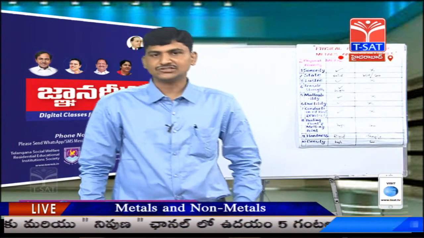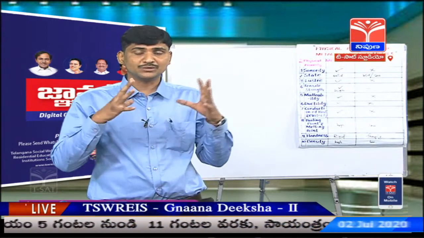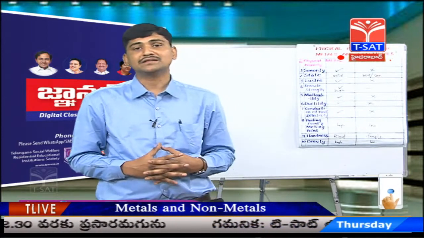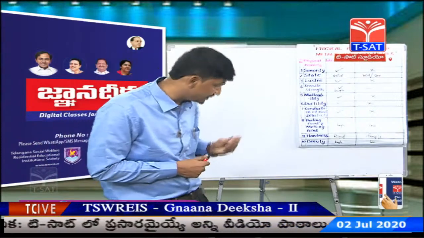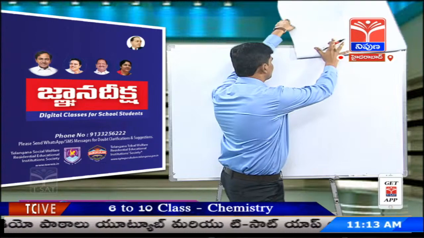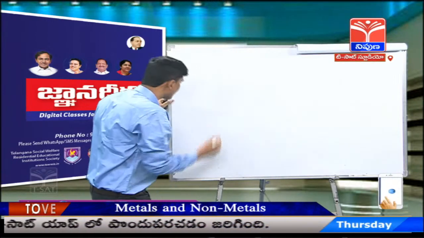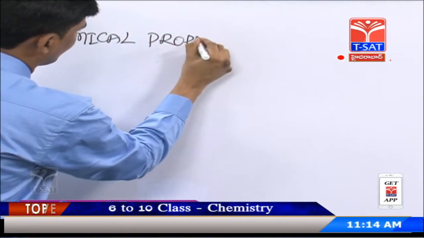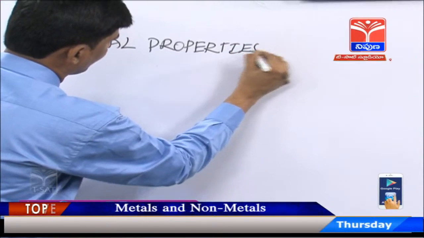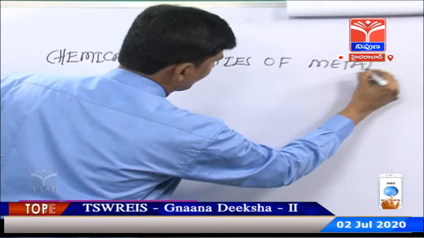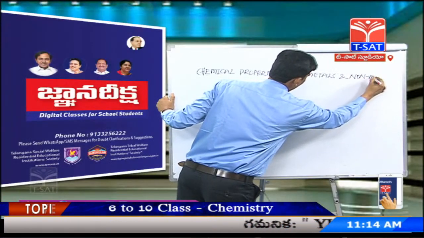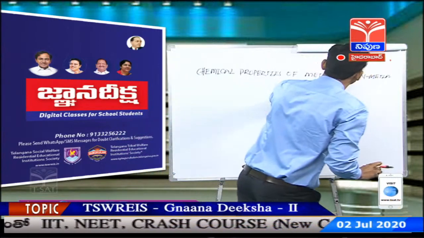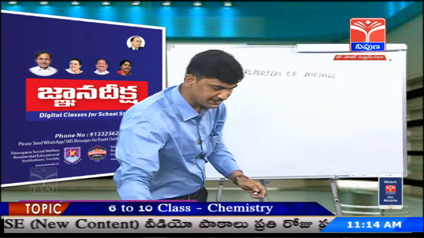Okay, children. Now, let us go to the session. Since we have some contradictions in the physical properties, we are unable to come to a conclusion by the physical properties. So, we need to depend on something else, that is the chemical behavior, the chemical properties of metals and non-metals. Let us see the chemical properties of metals and non-metals. Children, first let us see the chemical properties of metals.